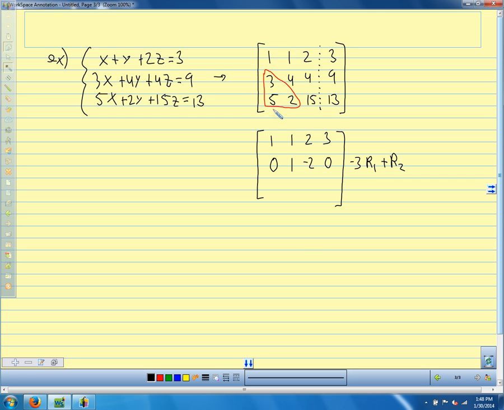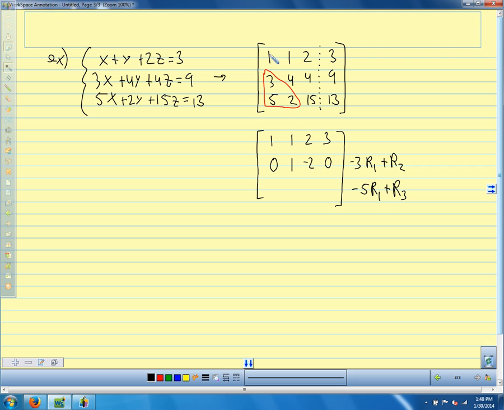And now how are we going to get rid of that 5 in that first row using row 1 and row 3? Negative 5 R1 plus R3. And one reason that you write these down is because it's very easy to make an arithmetic error or a subtraction error or something. So you write this so you know what you did to get your answer, so you can go back and backtrack.